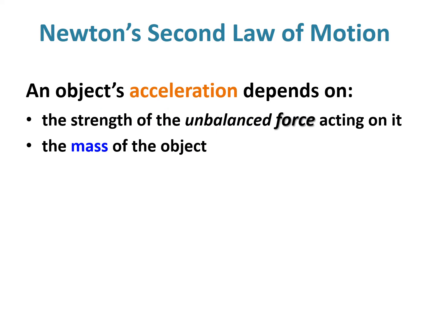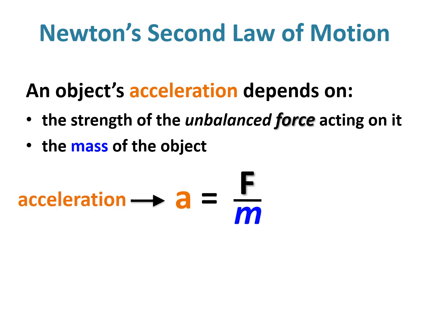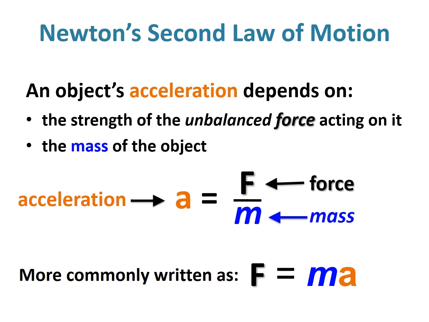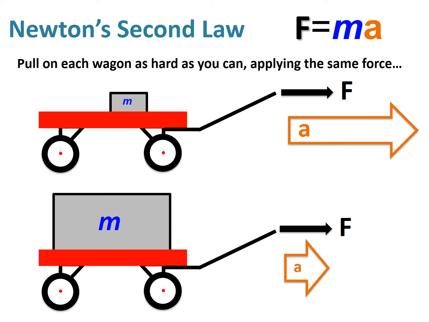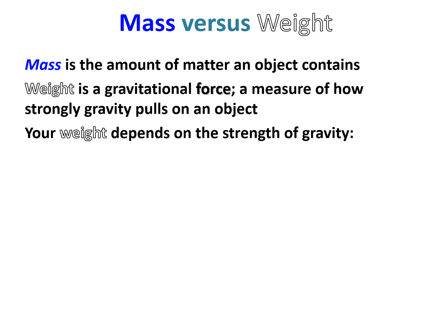Newton's second law of motion: an object's acceleration depends on the strength of the unbalanced force acting on it and the mass of the object. a equals F over m, acceleration, force, mass, but you know it as force equals mass times acceleration, F equals ma. Pull on a wagon as hard as you can, applying the same force. What will happen? You have a larger acceleration with a smaller mass and a smaller acceleration for the larger mass.